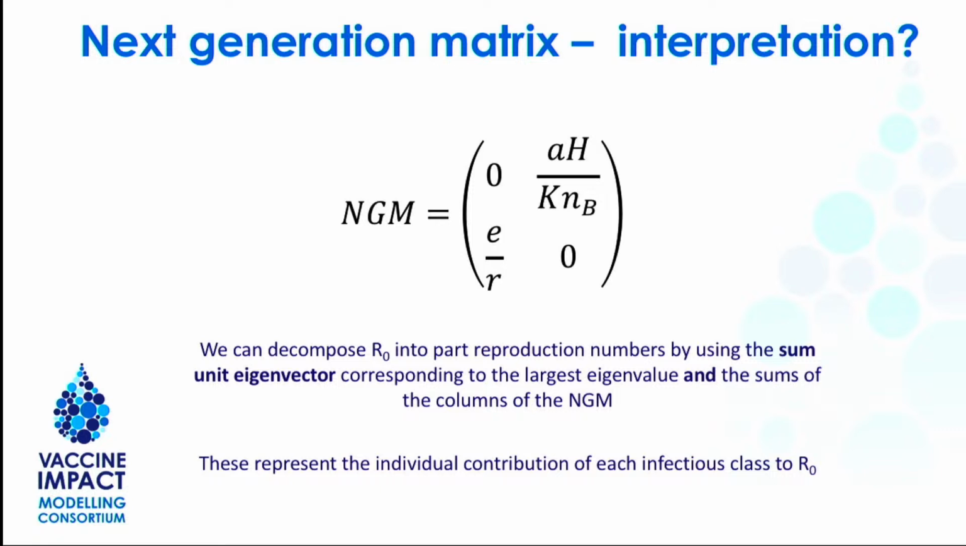We're going to do it using this sum unit eigenvector. Don't worry, there's also a handout on this explaining how you calculate it. And we're also going to use the eigenvector corresponding to the largest eigenvalue. And we're also going to use the sum of the columns of the next generation matrix. If we put all of that together, it will give us the individual contribution of each infectious state to our value of R0. Well, let's do it.